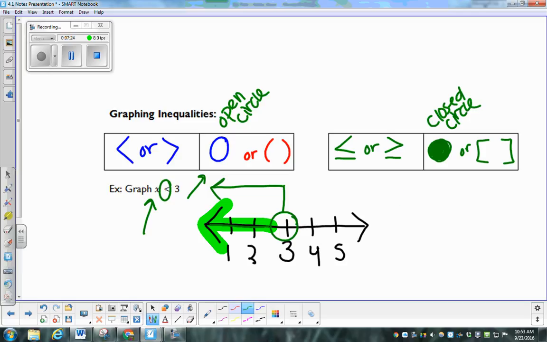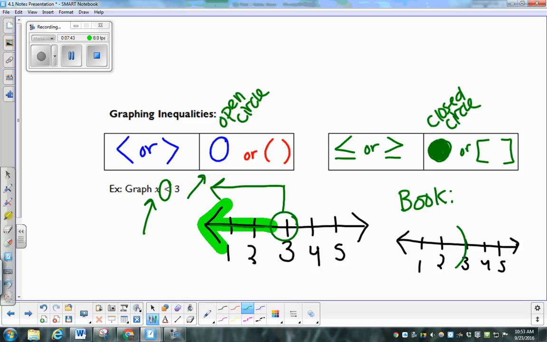Now, in your book, I want to show you what it's going to look like if you check your answer for that same problem. So you would have your number line. And then instead of the open circle, they're going to do parentheses. So they're going to do a parenthesis on the 3. And I think in your book they shade it.